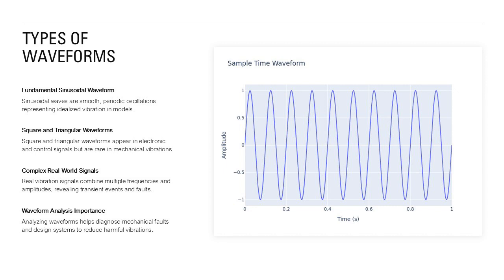Waveforms provide insight into transient events, impacts, and irregularities that may not be evident in frequency domain analysis. For example, a sudden spike in a waveform may indicate a mechanical impact or fault. Understanding waveform characteristics helps engineers diagnose issues and design systems to mitigate harmful vibrations.